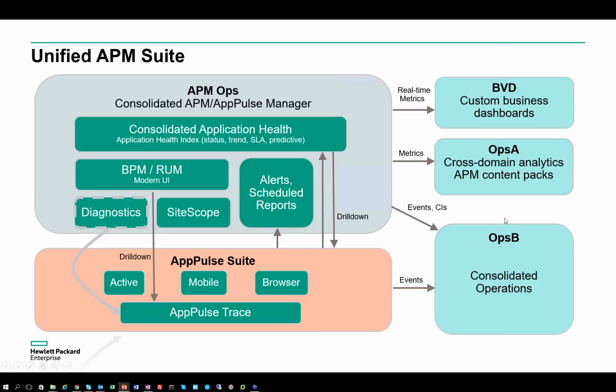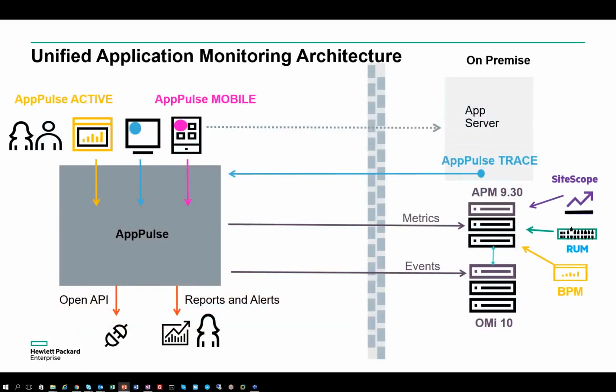And then we have all the integration with the external tools, where you have the operations bridge. This is basically your consolidated operations, where we send events either from APM or from Apples. We send a topology. We can build the models to identify what element in the model is affected by events, and then BVD, the business value dashboard, with the real-time metrics, and operations analytics with various other metrics.